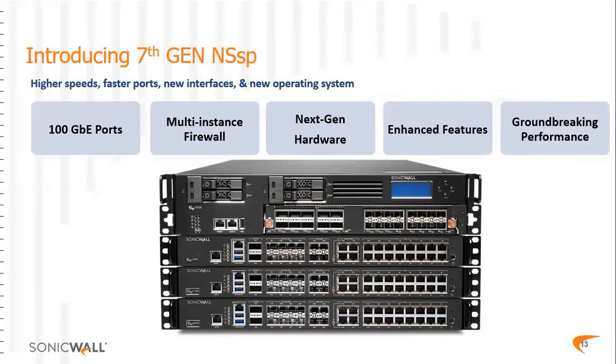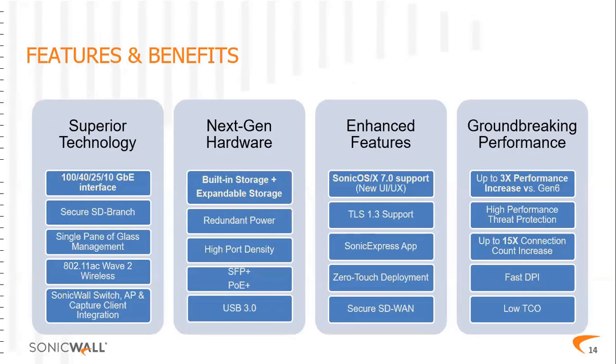So this is the introduction of the Gen 7 NSsp firewall. Of course, this one is the highest one for enterprise. They provide up to 100 gigabit Ethernet ports, and it's also a multi-instance firewall, and it provides a lot of enhanced features. So these are the features and benefits of the SonicWall firewall. As I said, they have up to 100, 40, 25, or 10 gigabit Ethernet interfaces.